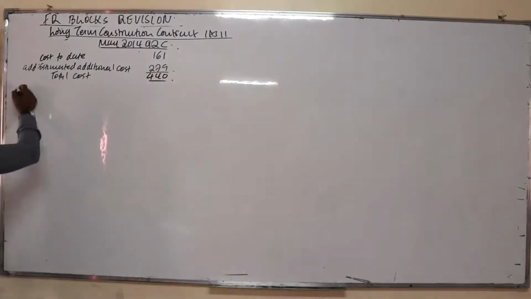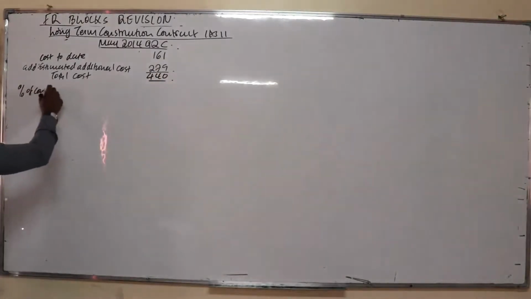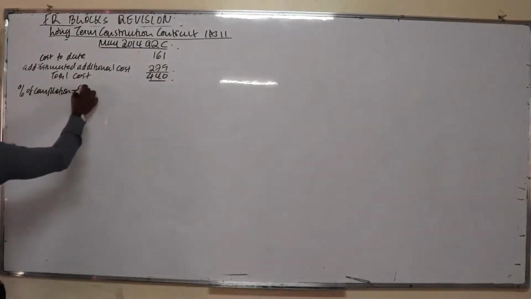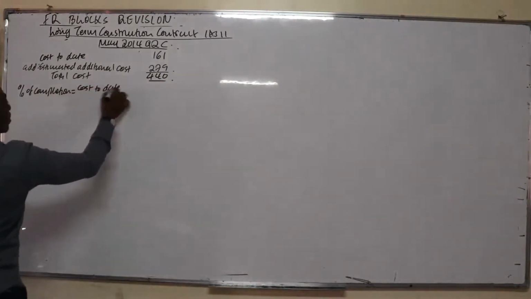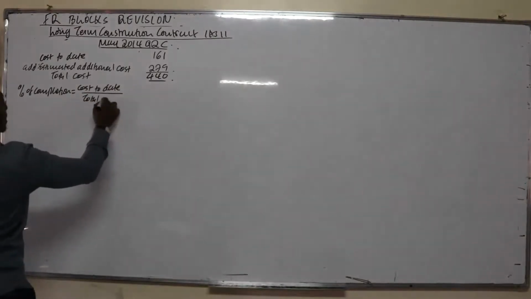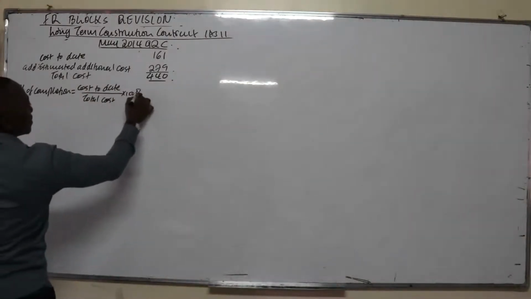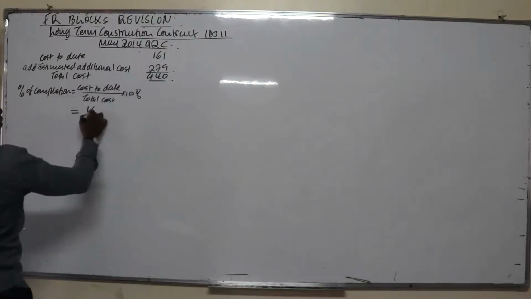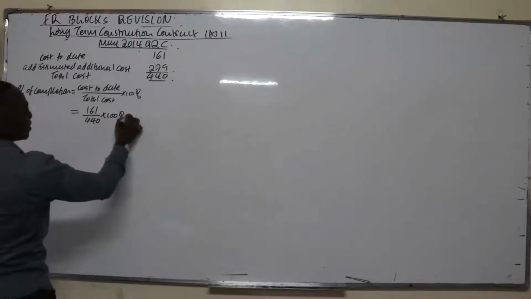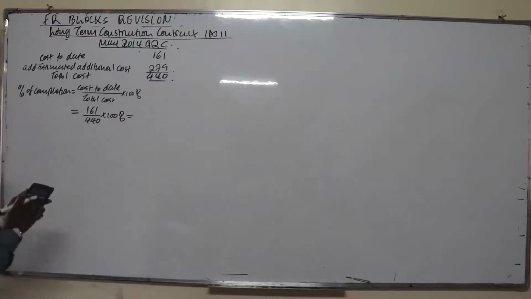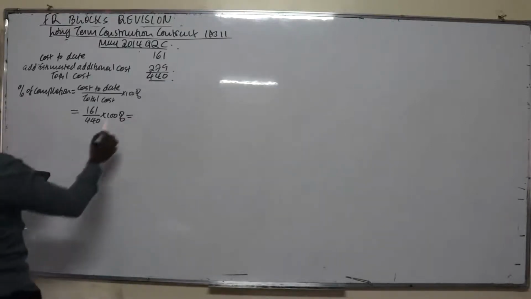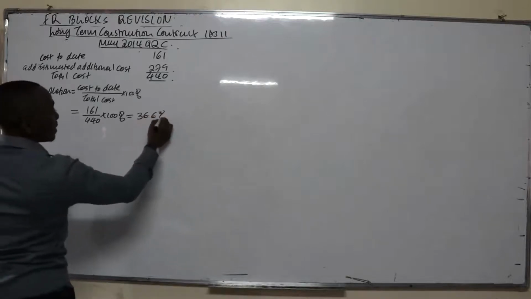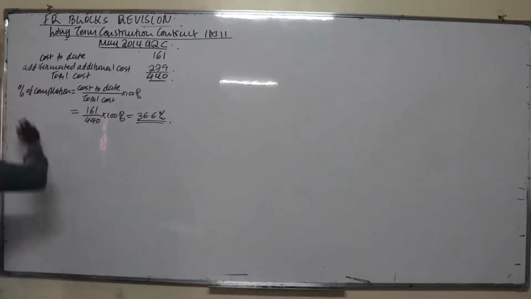So now let's compute the percentage of completion. To get the percentage of completion, you take cost to date, you divide by the total cost, and you multiply by 100%. Our cost to date is 161, and the total cost is 440. Then you multiply by 100%. So that means by the end of the 1st year, we were 36.6% through. That's number 1. That's what you're supposed to do.